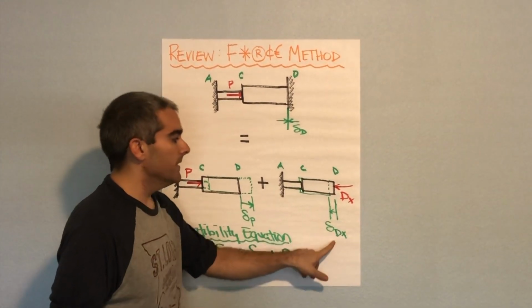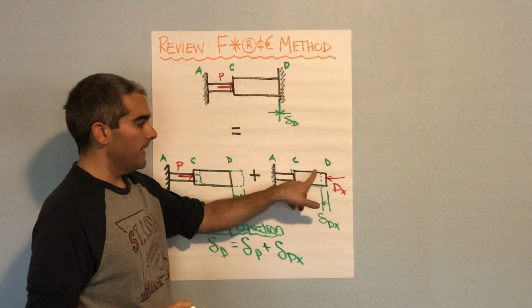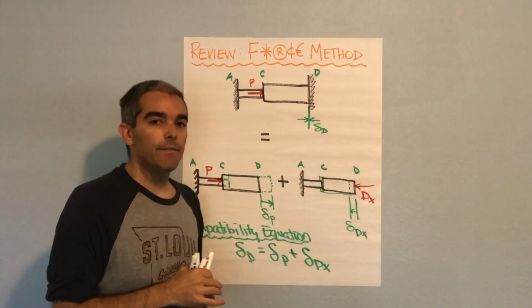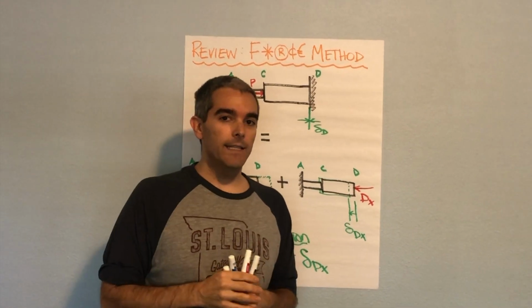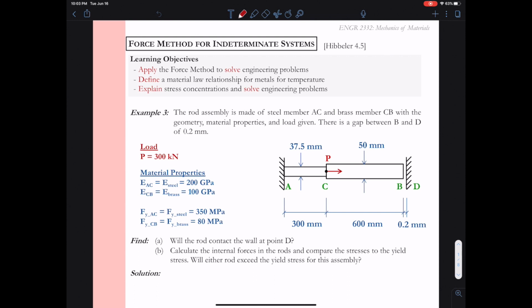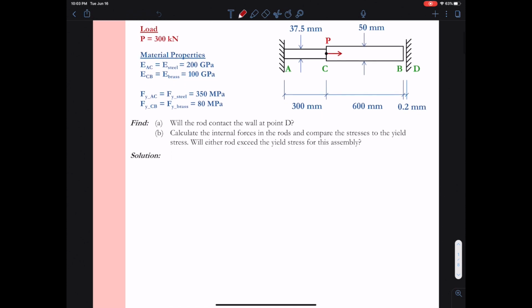Delta dx is going to be dependent upon deflections in CD and AC. So hopefully that makes sense to you. If it doesn't, we're going to see it here in this example problem. In our example, we have rod AC that's made of steel and rod CB that is made of brass. There is a gap at the wall between points B and D of 0.2 millimeters. All our other loads and our properties are given, as well as the geometry of the rods.